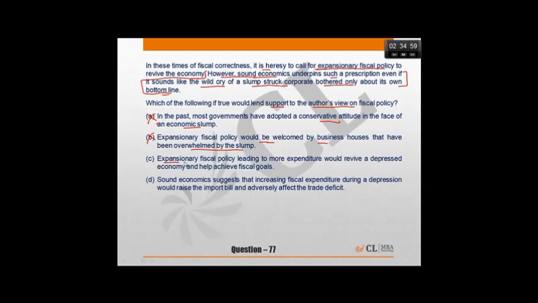Choice C, expansionary fiscal policy leading to more expenditure would revive a depressed economy and help achieve fiscal goals. This could be correct. More expenditure will revive the economy, which will help achieve fiscal goals. Choice D, sound economics suggests that increasing fiscal expenditure during depression would raise the import bill. No, this is going against the view. So choice D is incorrect. The correct answer is choice C.